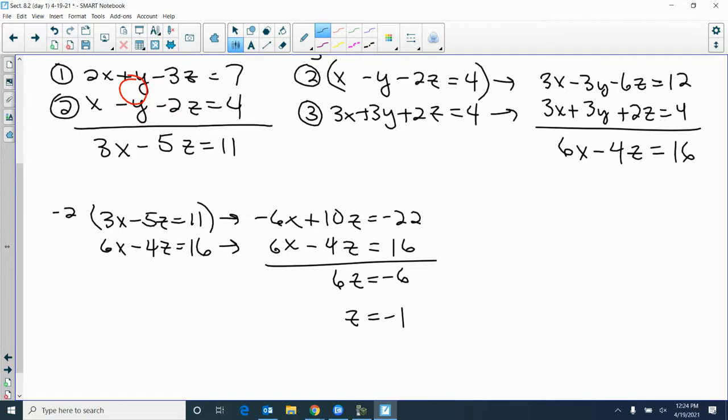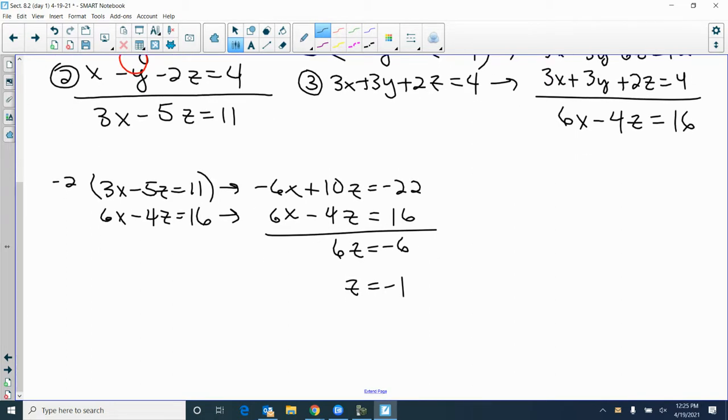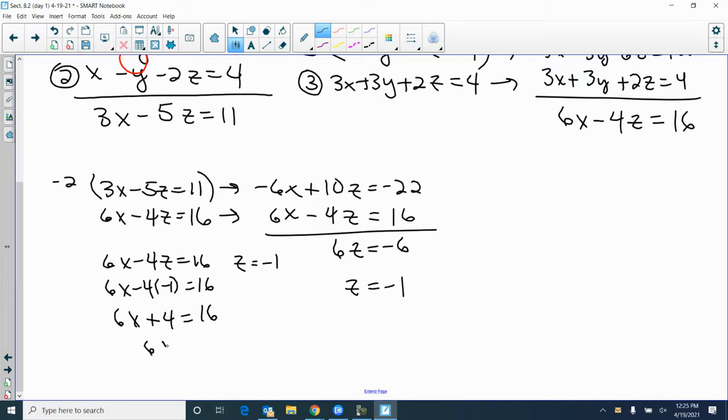All right, go backwards now. We keep working back up through. Plug in z is -1 into one of those two equations and find x. It doesn't matter, but I'm going to take 6x minus 4z equals 16. I know z is -1. 6x minus 4 times -1. Looks like I get 6x equals 12. x equals 2.